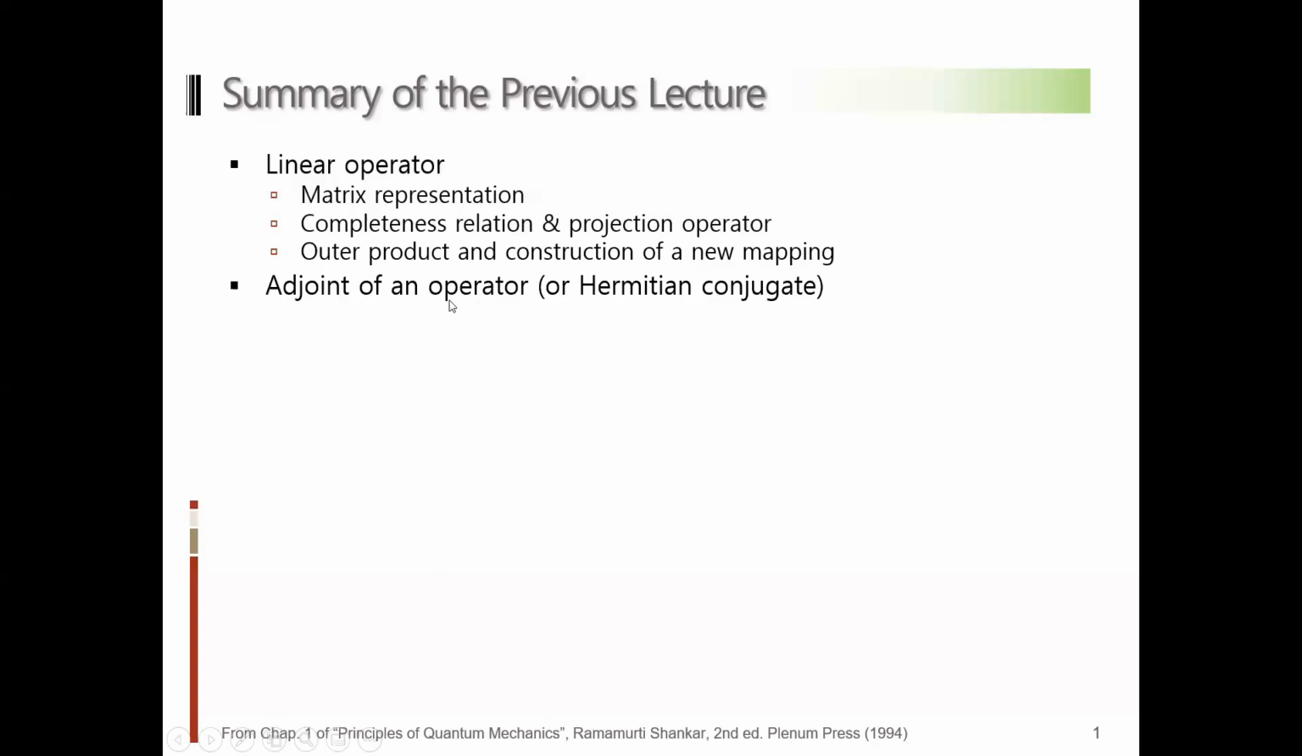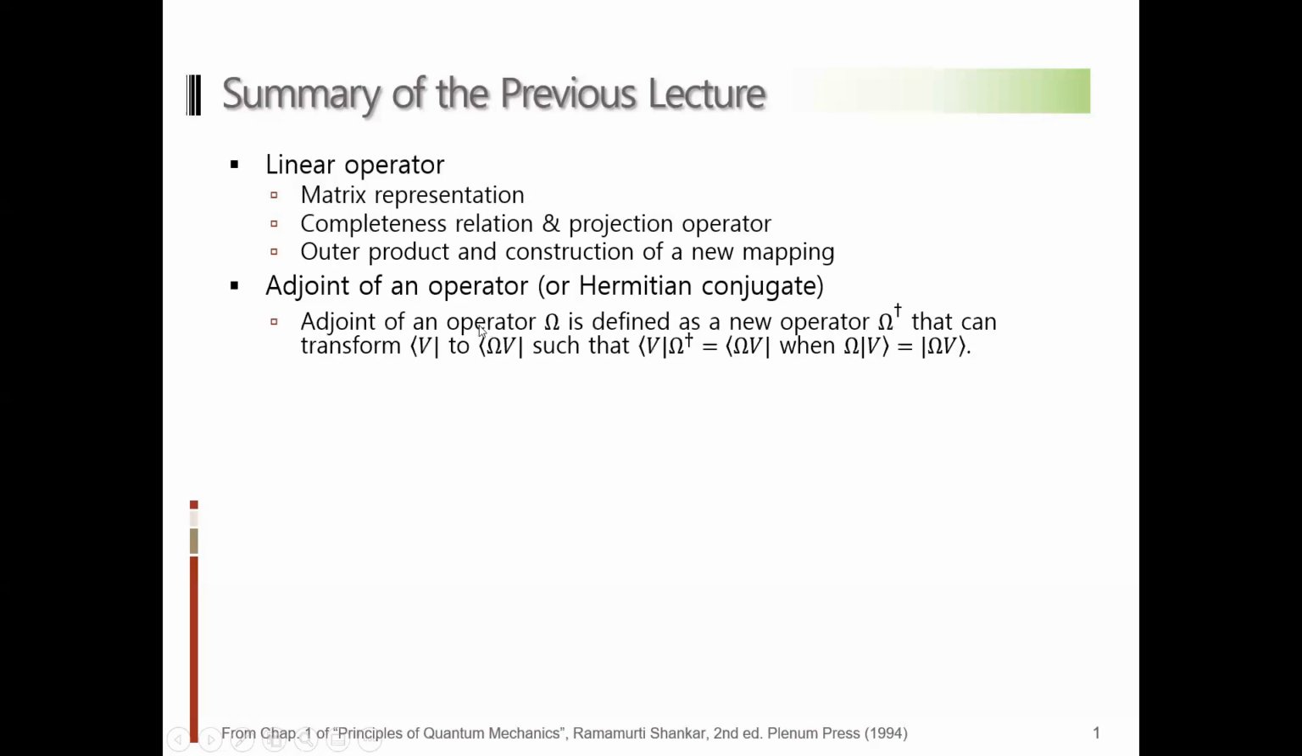Another important concept was the adjoint of an operator. And frequently I will say Hermitian conjugate rather than adjoint. So what is the definition of the adjoint of an operator? Mathematically, the adjoint can be defined in this way, but this is not obvious. So I want to visualize the situation.